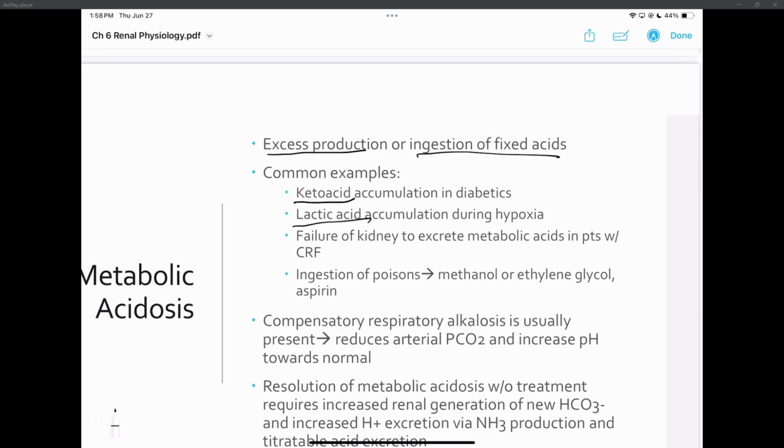Lactic acid builds up, blood becomes more acidic, but it's metabolic acidosis because we're creating it metabolically. Kidney failure will do it, and ingestion of poisons. Okay, ethylene glycol, antifreeze. Those are acids that normally shouldn't be there, anions. So you would see an anion gap with some of these. That's what an anion gap means. There's some extra solutes there that shouldn't be there. For example, in this case, ethylene glycol.